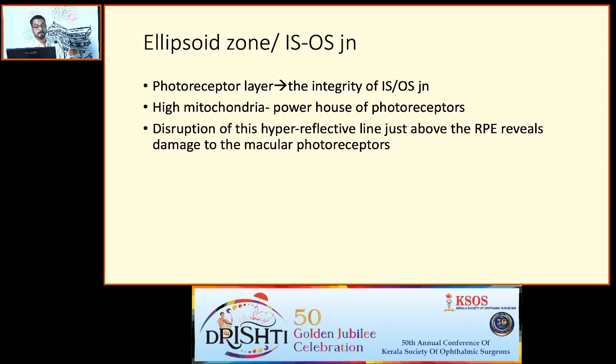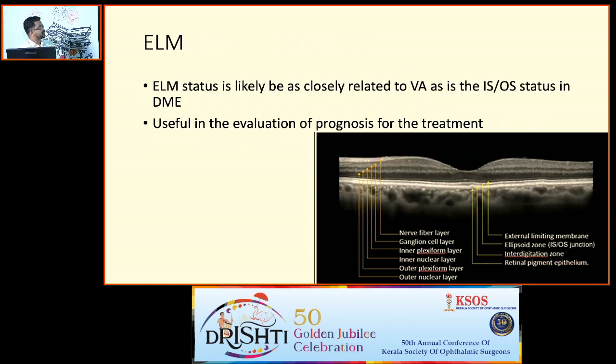And then integrity of the ellipsoid zone. ELM is this hyperreflective membrane. This is the RPE, and just above the RPE, this hyperreflective membrane is the ellipsoid zone, and above the ellipsoid zone is the external limiting membrane. So in chronic cases of DME, this external limiting membrane loss occurs first, and the disruption in external limiting membrane can lead to fluid seeping beneath the subretinal space.